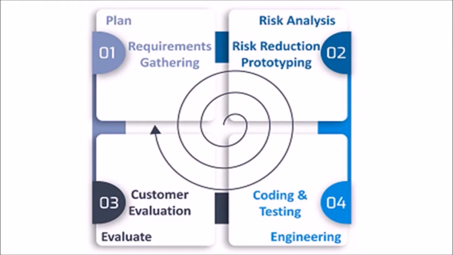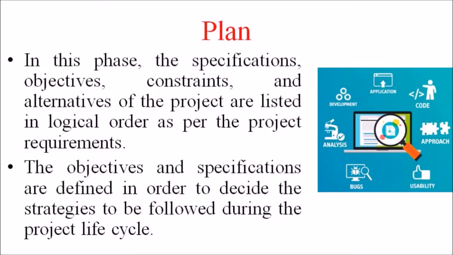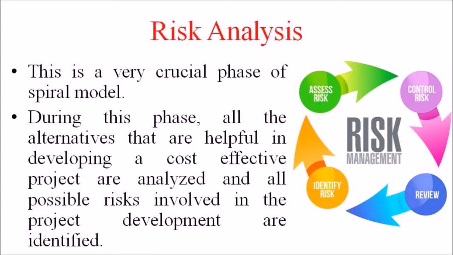The various phases involved in each cycle are detailed as follows. The first phase is planning phase. In this phase, the specification, objective, constraint, and alternatives of the project are listed in logical order as per the project requirements. The objectives and specifications are defined in order to decide the strategies to be followed during the project life cycle.